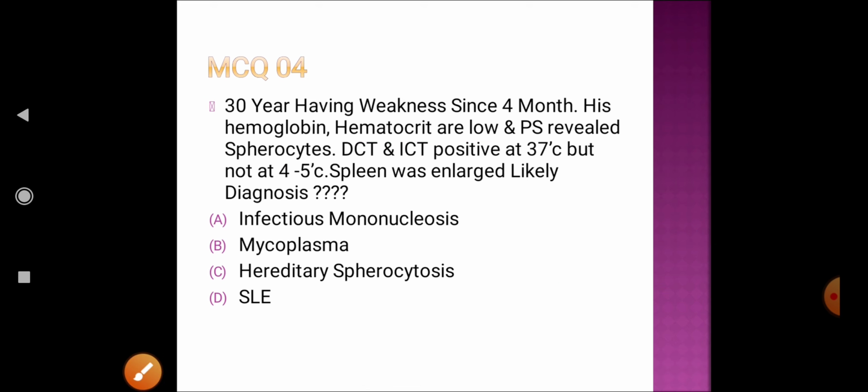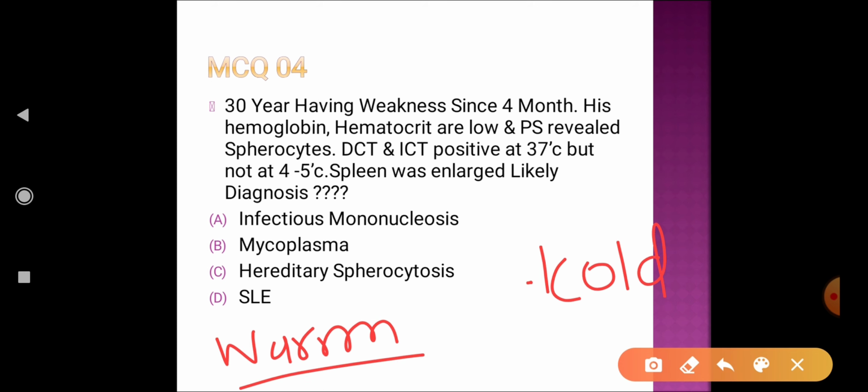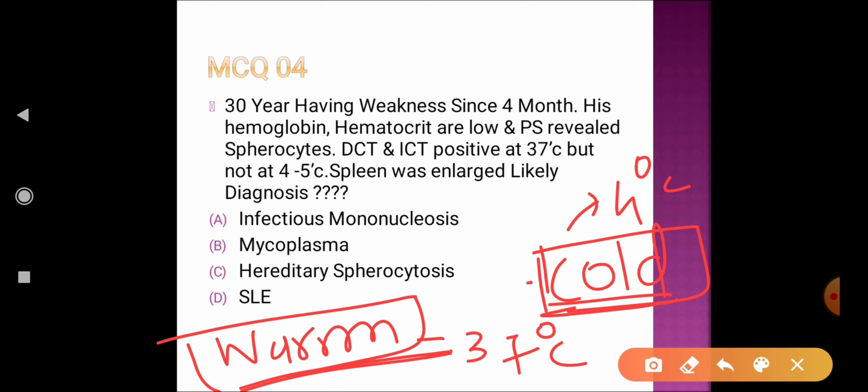So until now it is clear that this is a case of autoimmune hemolytic anemia. But again you have to remember that autoimmune hemolytic anemia is divided into two types, warm and cold. In the warm type, the antibody is produced at 37 degrees, our body temperature, and in the cold type, the antibody is produced against the RBC at 4 degrees centigrade. So hemolysis happens at 4 degrees in cold and 37 degrees in warm. Here ICT is positive at 37 degrees. So it is a warm type of autoimmune hemolytic anemia.